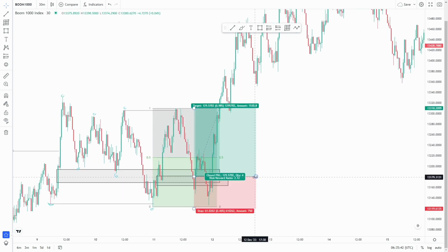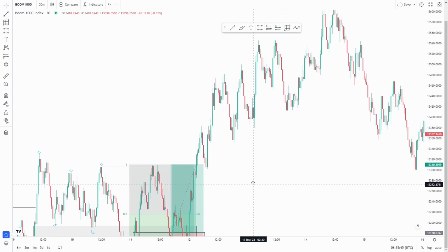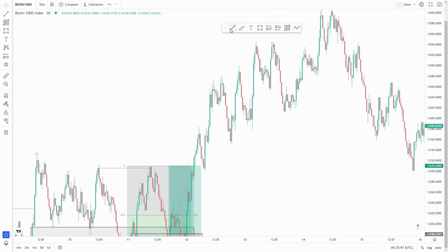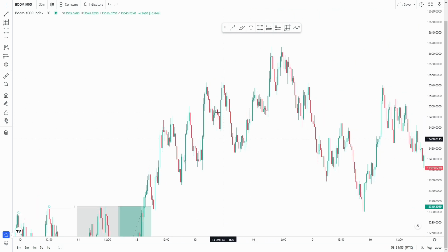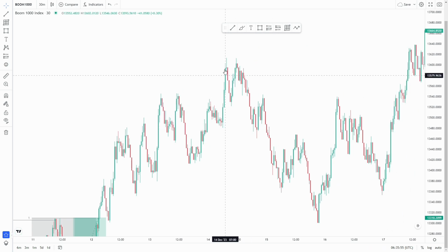2.1 risk to reward trade. Beautiful trade. And it goes on and on like this. You can do it, but you need to take into account market structure. Highs, lows. Now we're still in the uptrend. Low, high, low. Didn't take out that high.